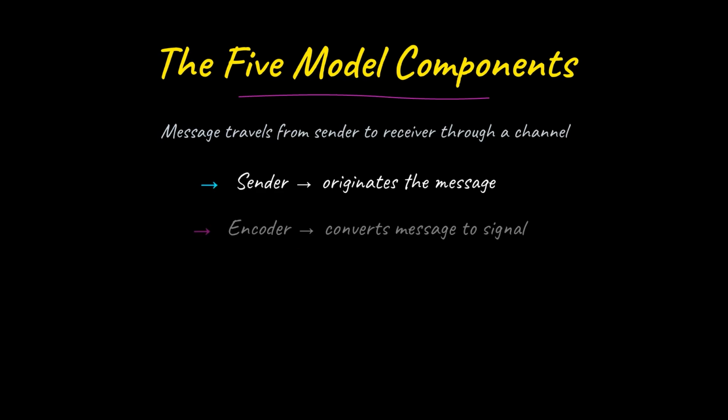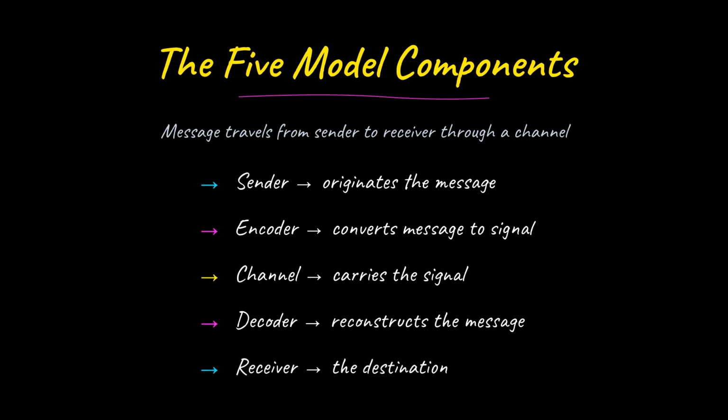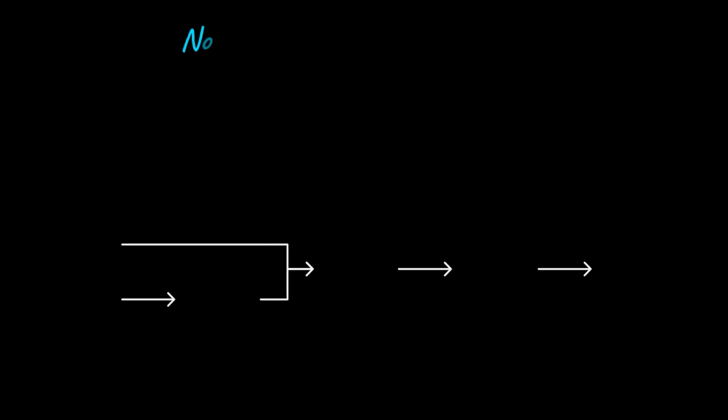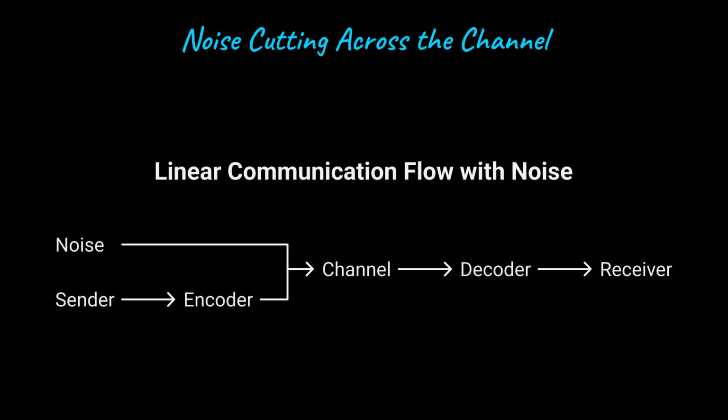The sender originates an idea. The encoder converts it into a transmittable signal. The channel carries it. The decoder reconstructs it. And the receiver is the final destination. Noise is anything that distorts the signal between transmitter and receiver.